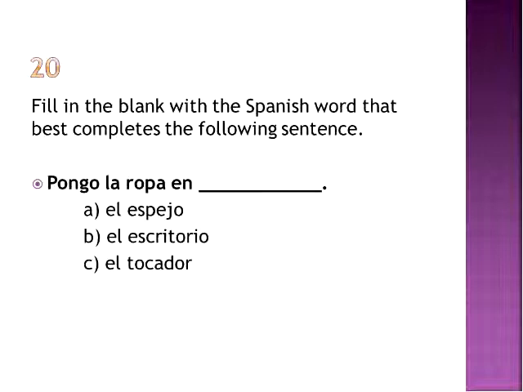Which Spanish word best completes the following sentence? This is a test if you understand the vocab for the household words. Pongo la ropa en. What is ropa? So then you just have to know what is espejo. That's mirror. Escritorio is desk. And el tocador is the dresser or chest. So you would put the clothing in the dresser.